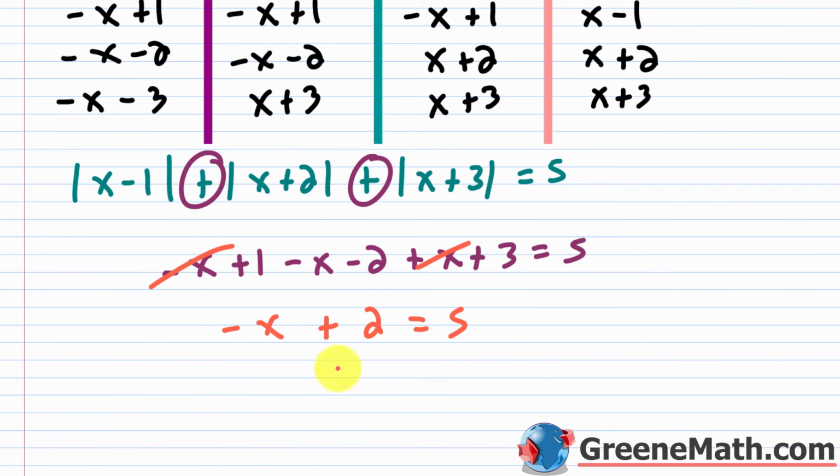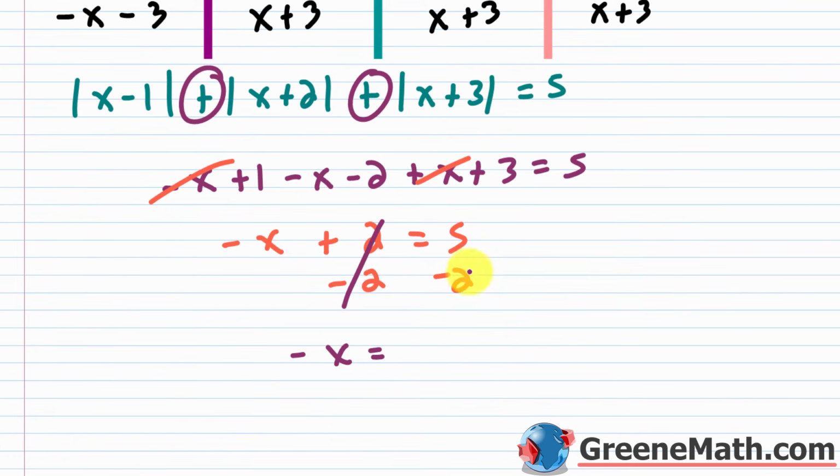And this equals 5. Let's subtract 2 away from each side. We'll cancel this. We'll say that negative x is equal to 5 minus 2, which is 3. Multiply or divide both sides by negative 1, doesn't matter. Let's just divide both sides by negative 1. This will cancel, and you're going to say that x is equal to negative 3.